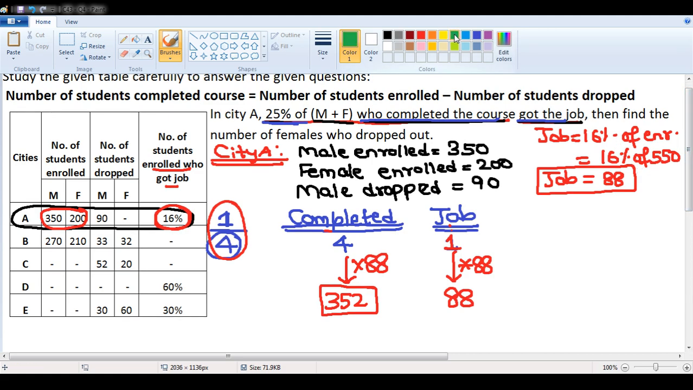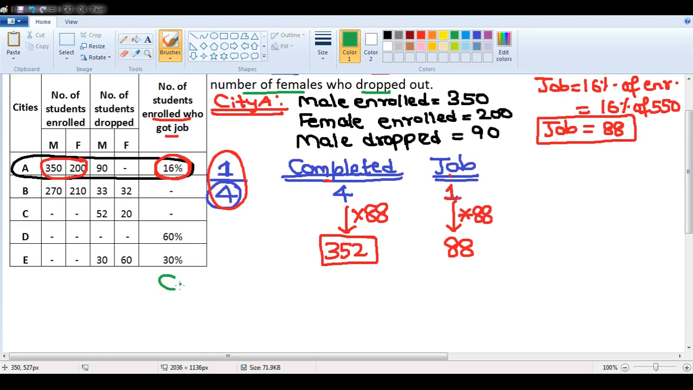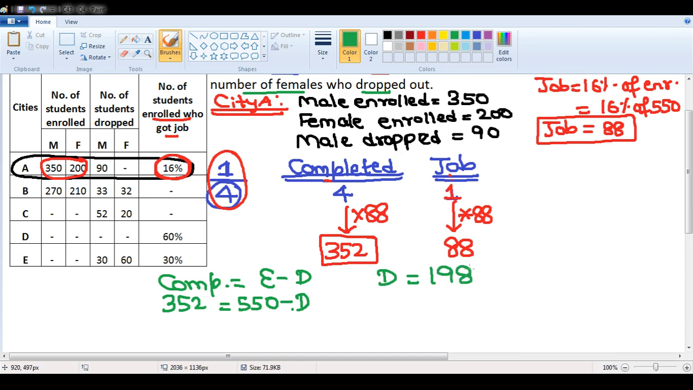But they are not asking you in the question how many people completed. They are asking you how many females dropped out, right? Now from this definition, can I say that completed is nothing but enrolled minus dropped, right? Enrolled minus dropped. Totally 352 people completed, right? And totally 550 people enrolled in city A. That means remaining will be dropped. So can I say that dropped will be 550 minus 352? 198. 198 total people have dropped out. Totally 198 people dropped out.